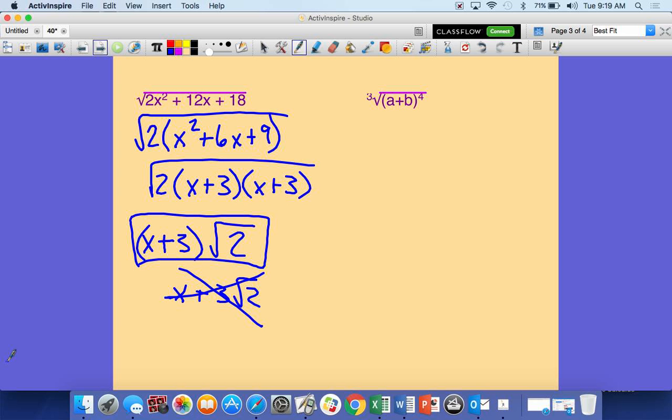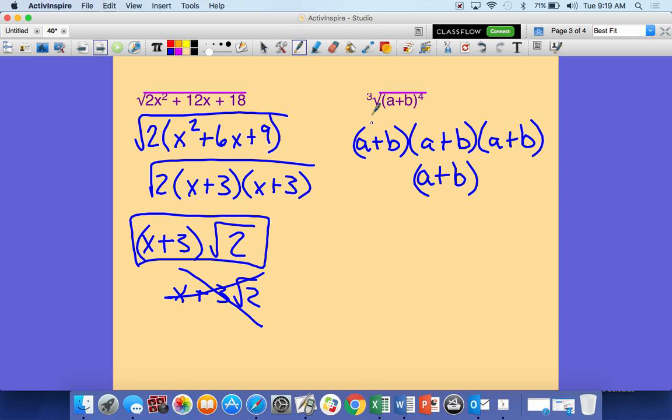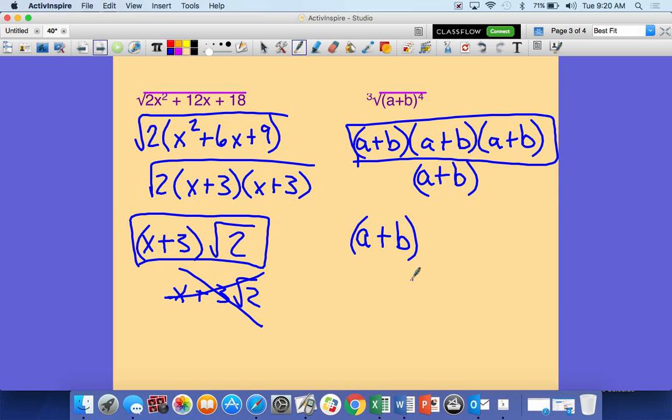The next one, we have the cubed root of a plus b to the 4th. So what that means is we have 4 of the same thing. Alright, so if you wanted to, you could write these out. There's my 4 of them. I need 3 of the same thing to pull it out. Well, those 3 are the same. I could pull this out in front. Once again, parentheses around it. And then this other one goes back under our cubed root sign.